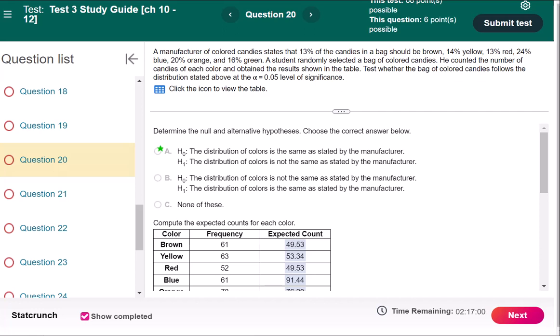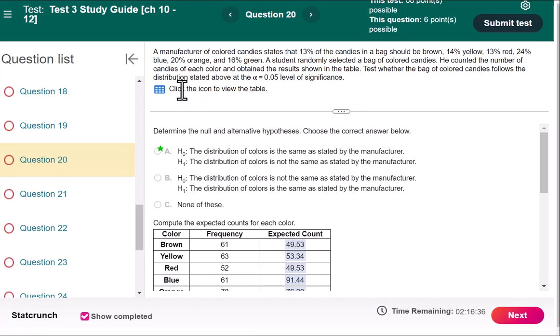So this is how you do this when you have more than two percentages. First of all, you state the null hypothesis, which is the distribution of color is the same as claimed, and your alternative hypothesis will be the distribution of color has changed, or is not the same, or is different than expected. So that would be H0 and H1.